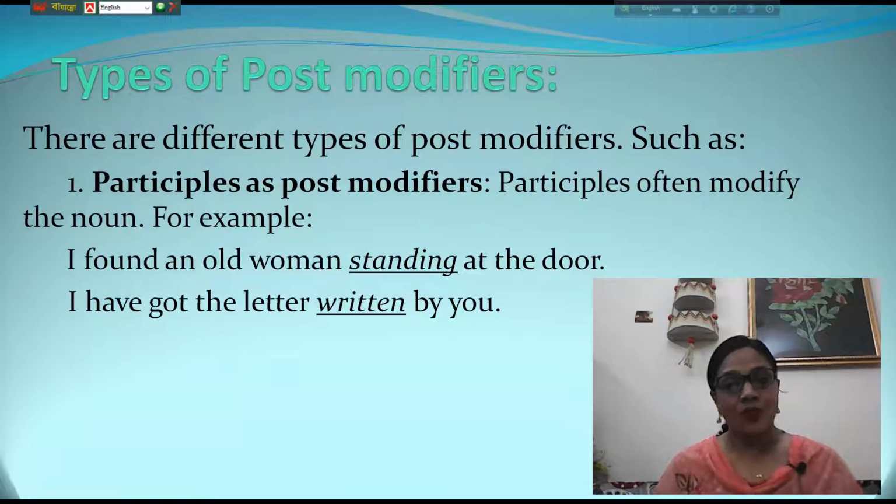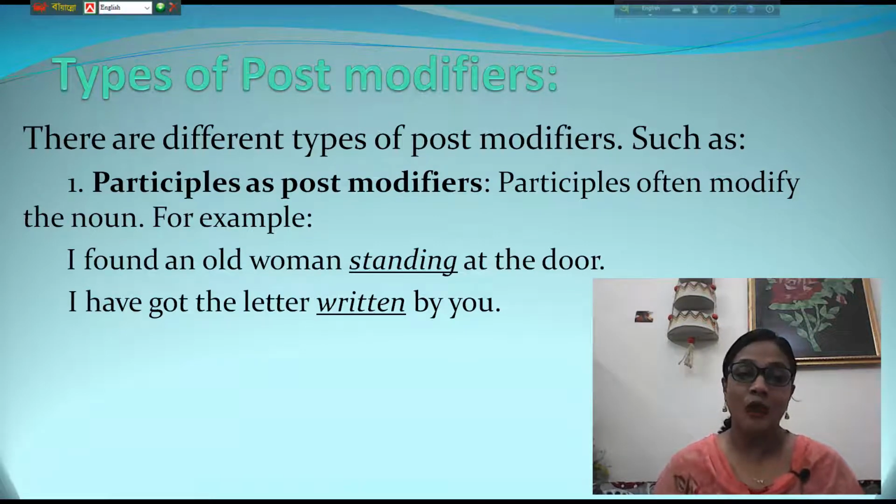For this reason, it is a modifier, and as it is used after the noun, it is a post-modifier. Then, I have got the letter written for you. Here, letter is the noun, and written is a past participle. Here, written gives the information about the noun letter. For this reason, it is a modifier, and after the noun, it is called a post-modifier.